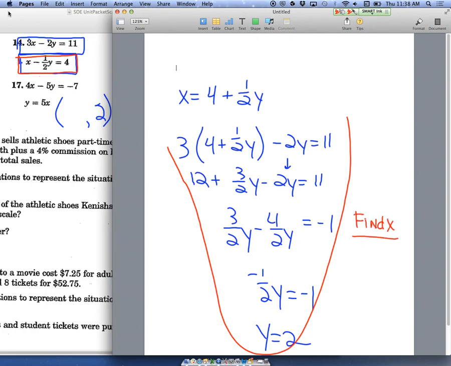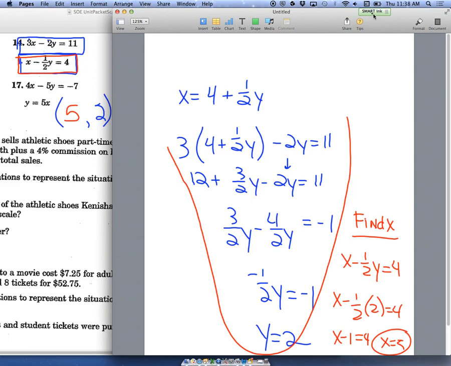And if I use the equation x minus 1/2 y equaling positive 4, and I've discovered that y has a value of 2, so I have x minus 1 is 4, therefore x is 5. And I'm sorry, I'm running out of room on my screen. But number 14's solution is the ordered pair positive 5, positive 2. And let's quickly look at word problem number 20.